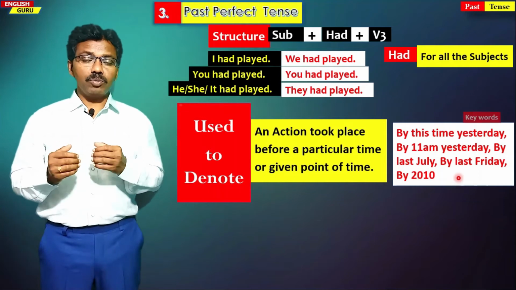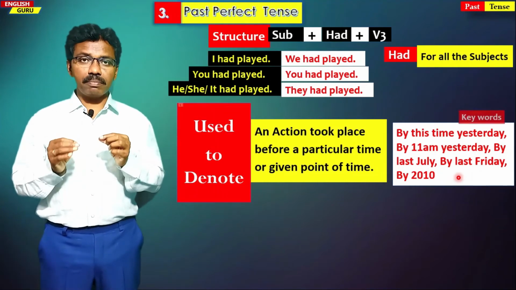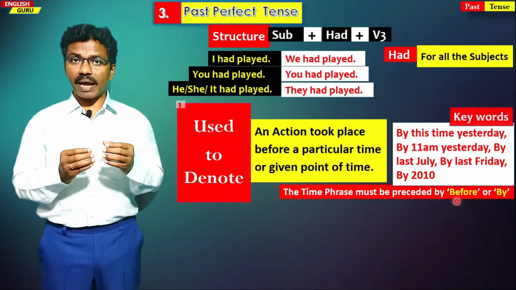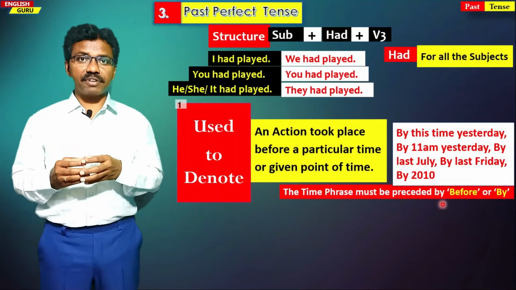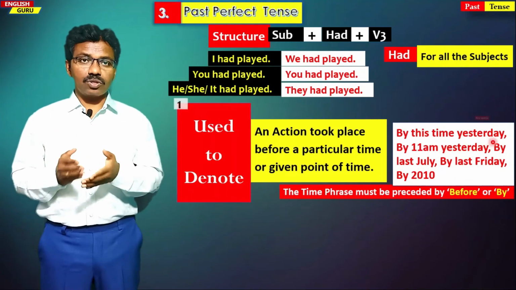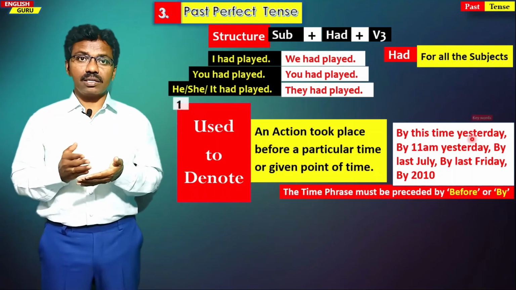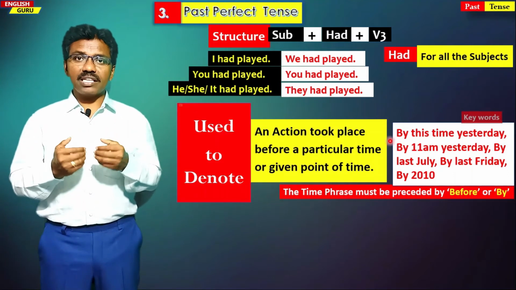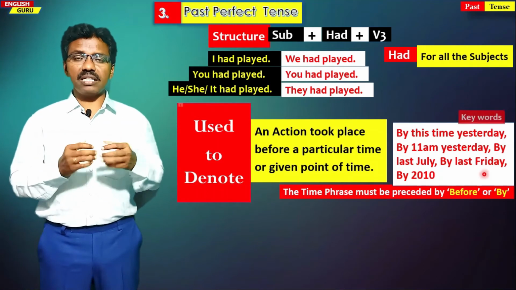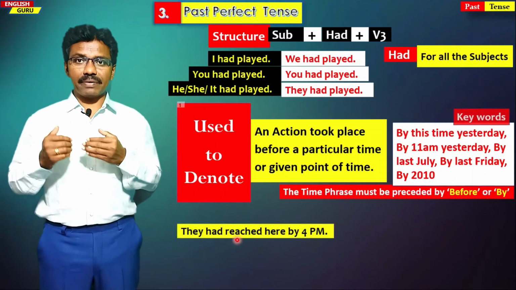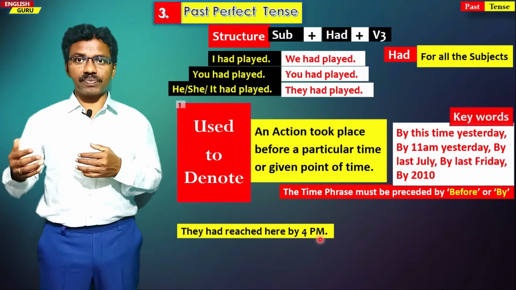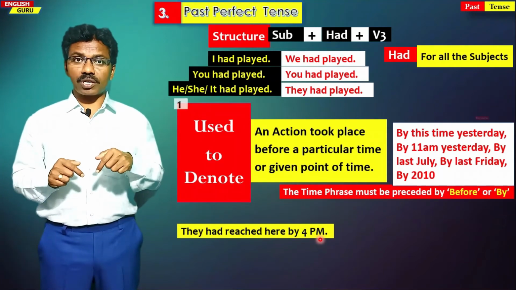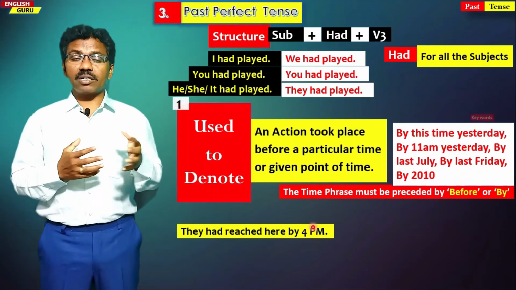One more important point is that time phrases should be preceded by the preposition by or before. What are time phrases? By this time yesterday: this time yesterday is a time phrase and it is preceded by by. That is how we have to understand. If you see the examples, they had reached here by 4 p.m. yesterday. So by 4 p.m. they had already reached, and today you are talking at 5 p.m.